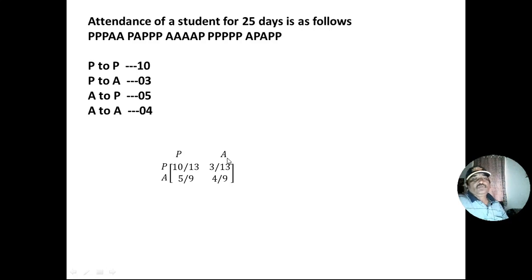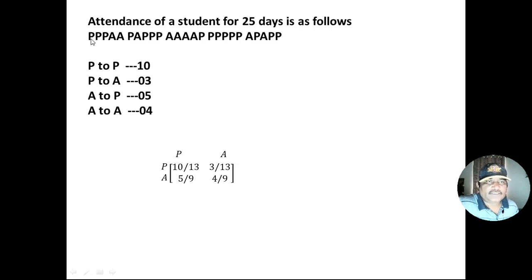Now how will the transition take place? There are four possibilities of transition. P to P means the previous day he was present, next day also present. Then present and then absent, absent and then present, and absent and then absent. There are four possibilities, so we are making a count.